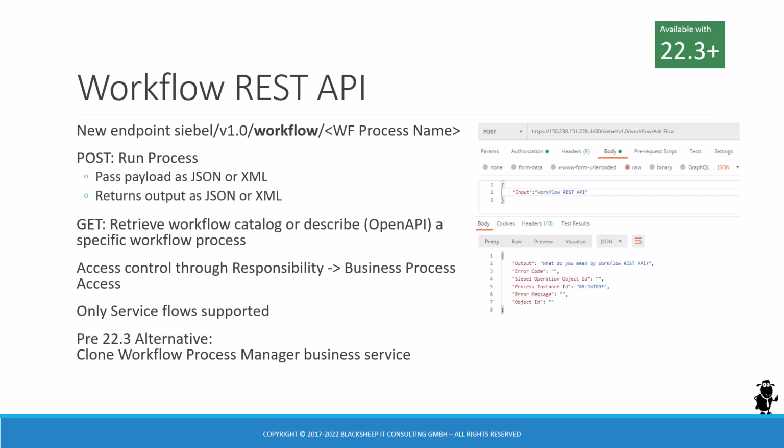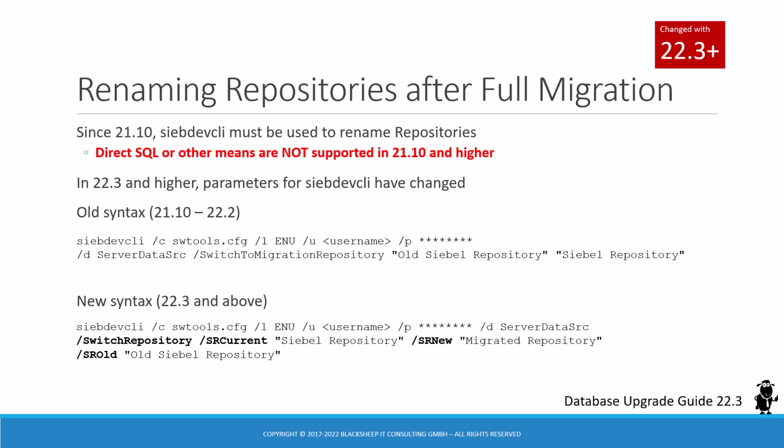Fast forward to March, we saw a new addition to the Inbound REST API, namely the ability to invoke workflow processes. And also in 22.3, Oracle changed again the way we rename repositories after full migration, hopefully for the final time. Now the new syntax still uses siebdevcli, but with a different switch.